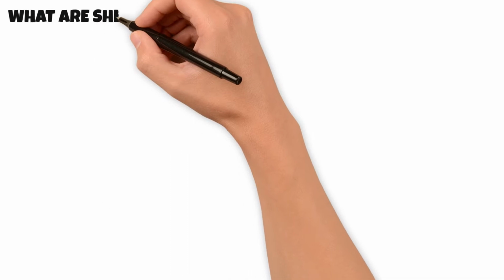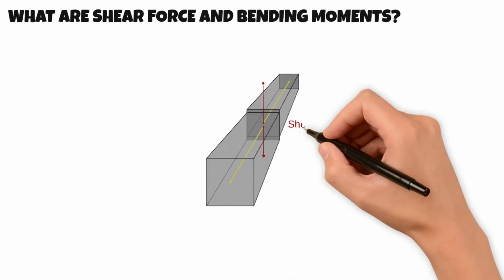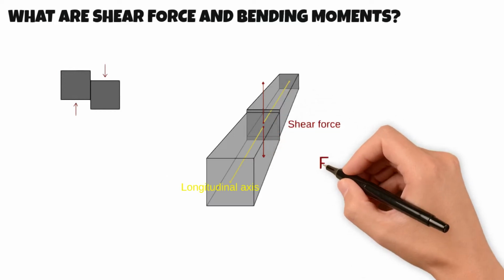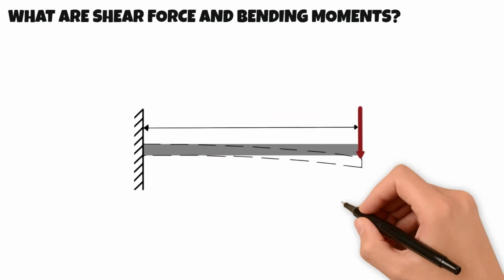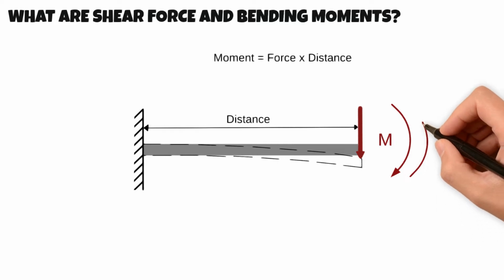Let's start by defining what shear force and bending moments are. Shear force is the force that acts perpendicular to the longitudinal axis of the beam. It tends to cause the beam to slide or shear apart at a particular section. It is denoted as F and can act upwards and downwards. A bending moment happens when there is a distance between the shear force and the point in which the moment is acting. It tends to cause the beam to bend about the point and is calculated by multiplying the force by the distance. It is denoted as M and can either act clockwise or anti-clockwise.